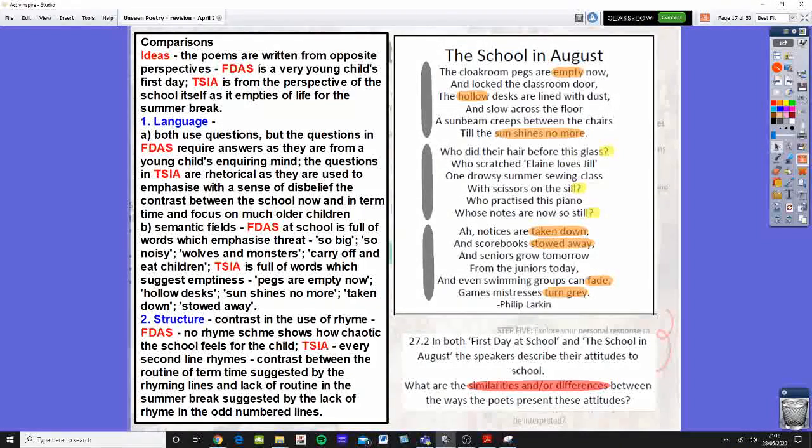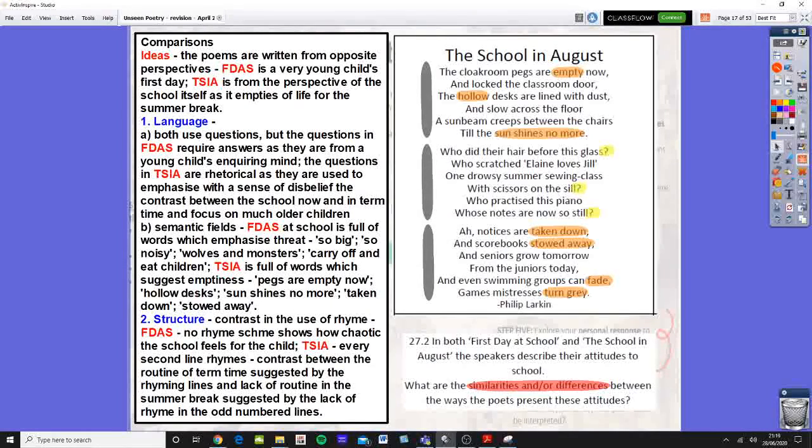Whereas the questions in School in August are all rhetorical, and they're all about focusing on the contrast between the school now and how busy it was when all the students were in term time. So, who did their hair before this class? So, who practiced the piano, whose notes are now so still? So the questions are used rhetorically to suggest the contrast between the liveliness of the school in term time and the contrast with how quiet it is now that everybody has left.